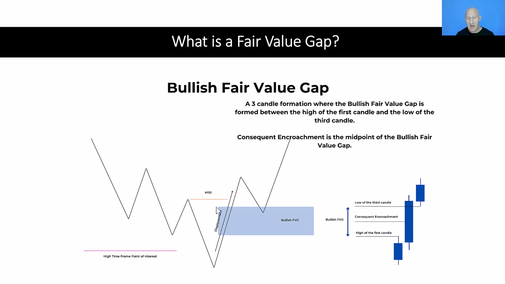We get our market structure shift, and then price trades back into our fair value gap. So it trades between the high of the first candle and the low of the third candle before price then reacts to that and trades higher. And so once again, we have consequent encroachment, which is a new concept, and that's the midpoint of the bullish fair value gap. So you can see here on the body of that second candle, our consequent encroachment is the midpoint or the 50% level of that fair value gap.